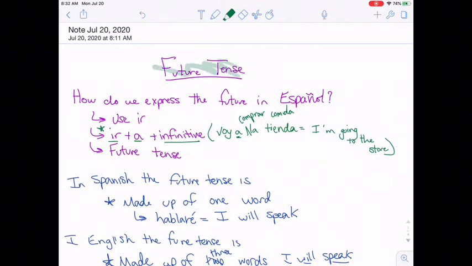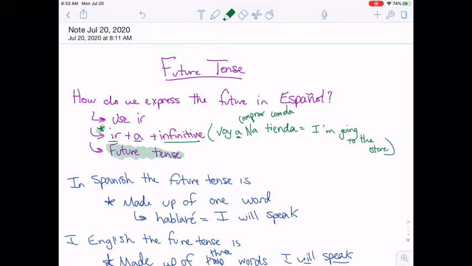This is the future tense right here. I'd write that down. How do we express the future in Spanish? There's three ways. We could use ir just alone. We could use ir plus a plus infinitive, and like you see here, it's going to be the most common use. I put a star there because I wanted to express ir plus a plus infinitive truly is the most common use in Spanish. However, there is a third tense, the actual future tense that we use in Spanish.